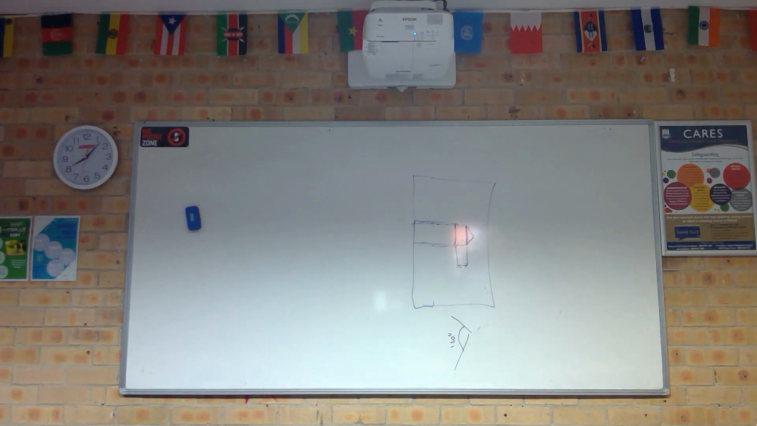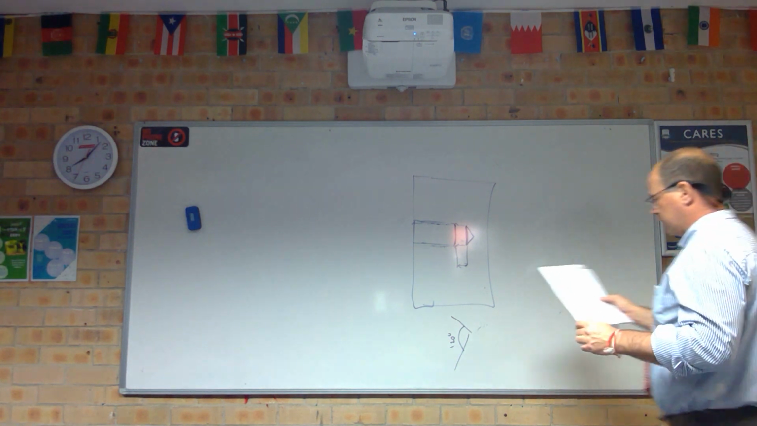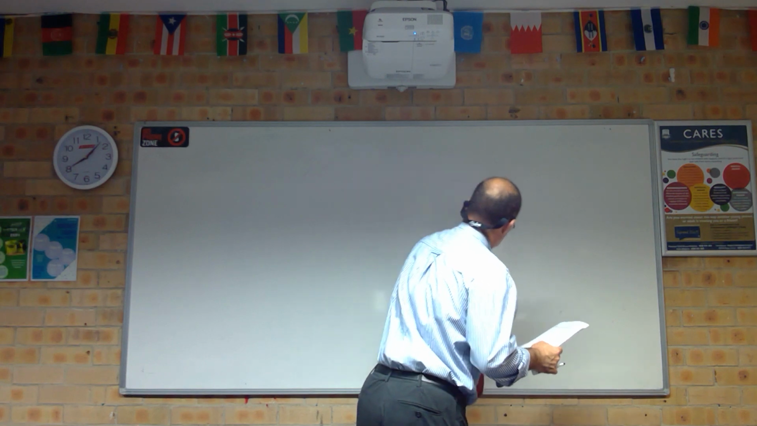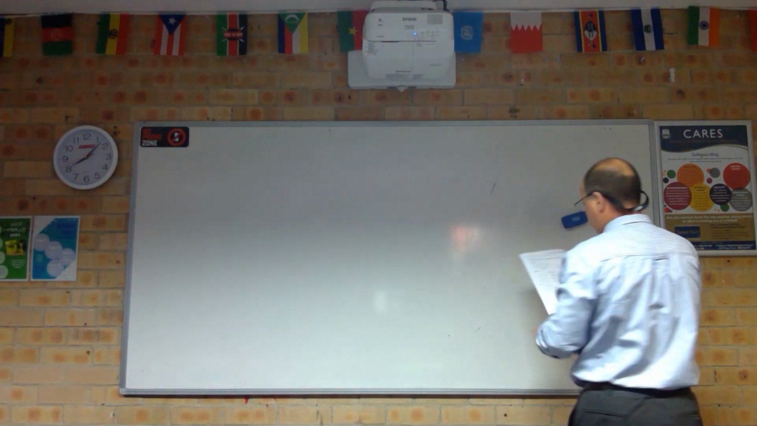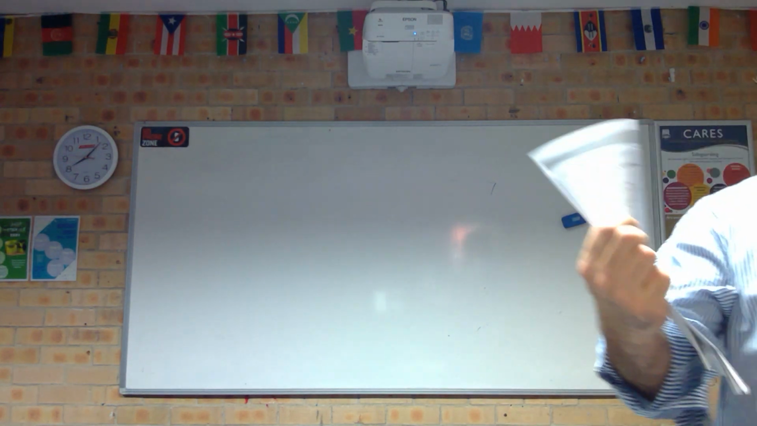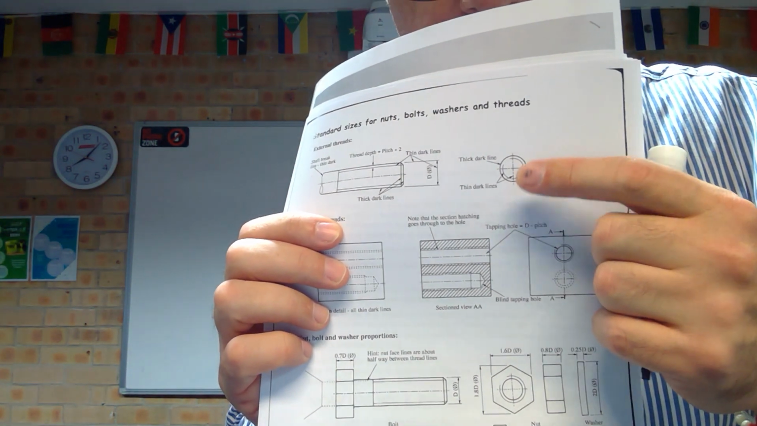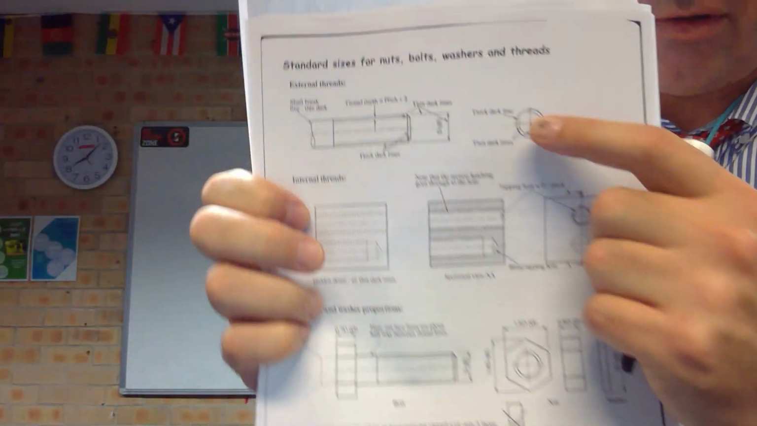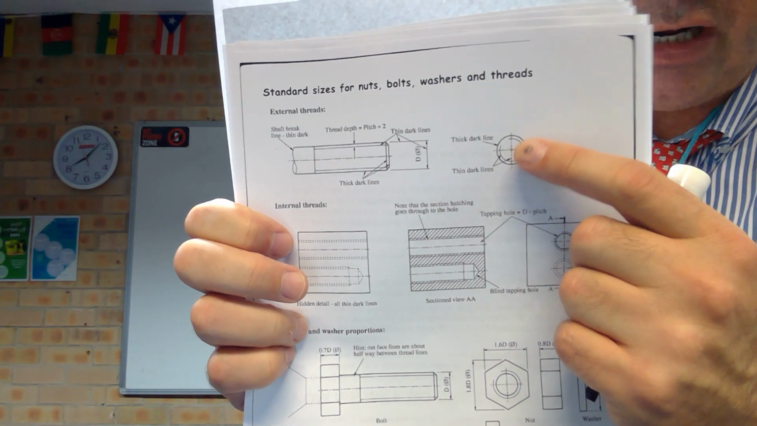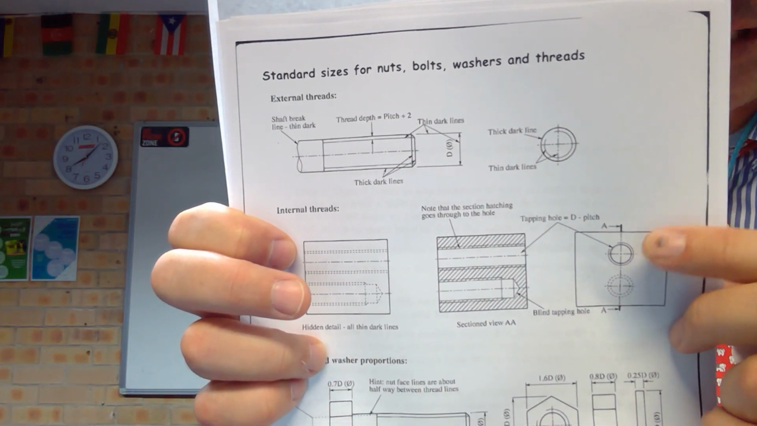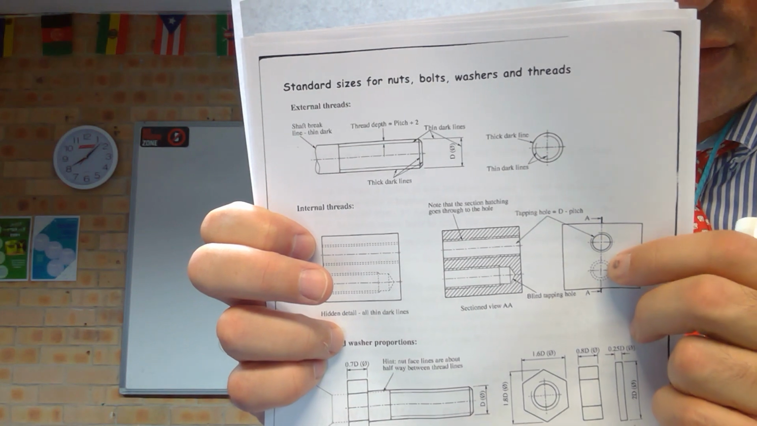So that is what you need to know about thread, and all that information is on the sheet. We also have how to draw a tapped hole, and that is there. So we've got this is a cut thread, external, and this one here, that's the one with the thread inside it.